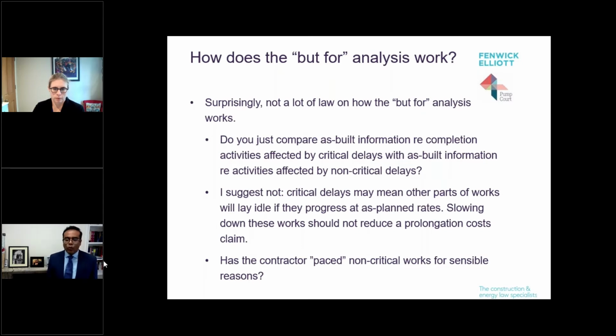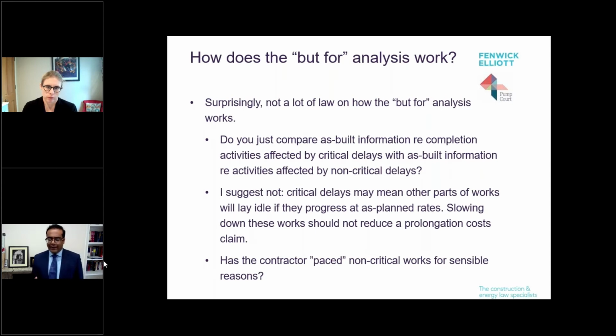However, we all know that it can be a little bit more complicated than that in relation to lots of different kinds of projects. If you know that there is a critical delay affecting one part of the works, then you don't typically resource non-critical works in quite the same way. You don't bust a gut to finish non-critical works much more quickly, simply to defend your right to prolongation costs. And it could actually be a positively silly way to resource your project.